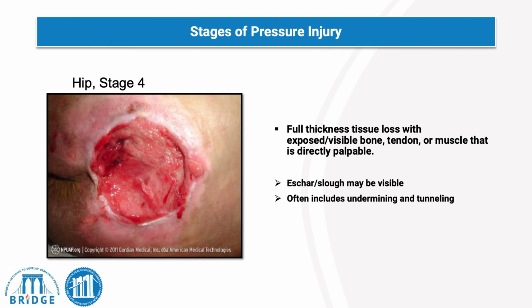This is a stage 4 hip ulcer. It is characterized by full thickness tissue loss with exposed visible bone, exposed visible tendon, and exposed visible muscle that is directly palpable. Eschar or slough may be visible. And in contrast to stage 3 pressure ulcers, where undermining and tunneling is sometimes present, in stage 4 pressure ulcers, undermining and tunneling is frequently present.